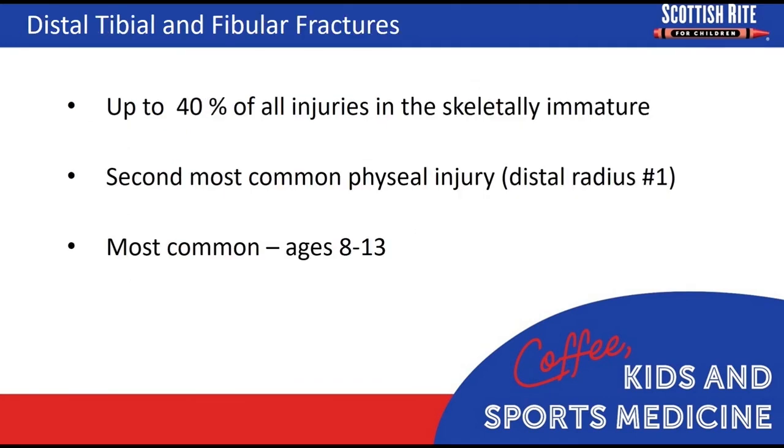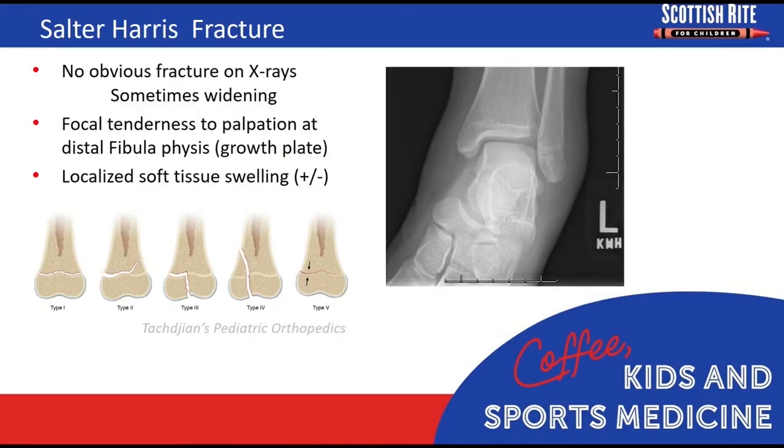So bimalleolar fractures, distal tibia, distal fibular fractures, up to 40% of all injuries in skeletally immature children. Second most common injury in children to distal radius fractures, which are the most common, and typically happen between the ages of 8 and 13. So going back to the Ottawa ankle rules, which basically said that they were ineffective under age 6, I really believe that with this age group, I'm going to do more x-rays than less.